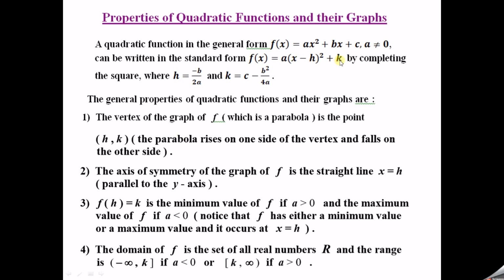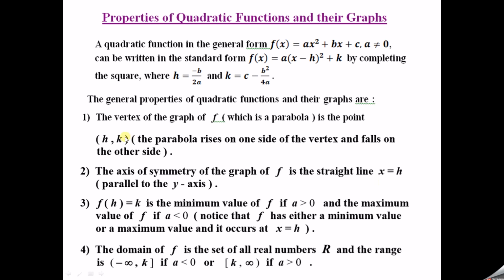If it is not in this standard form of the parabola, then we have to get h and k from a, b, c using these two formulas. h is minus b by 2a and k is c minus b square over 4a. Now the next one, the axis of symmetry for this parabola will be x is equal to h.